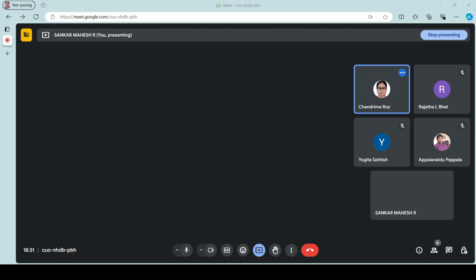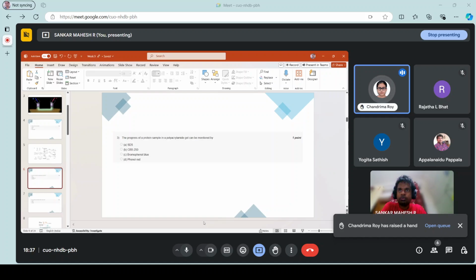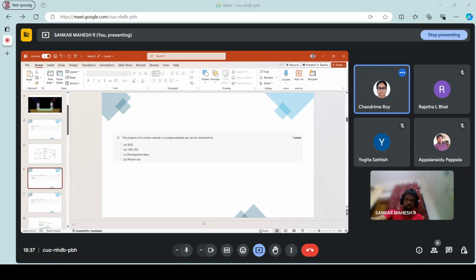Does anyone want to justify why an option would be incorrect? Yeah, you can unmute. Yes, Chandrima. Option D, phenol red. Okay, what is phenol red? Phenol red is a pH indicator we use in the DMEM media to indicate the pH change if there is any contamination. Right, yes, phenol red.